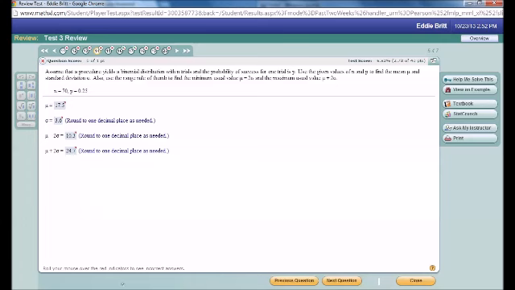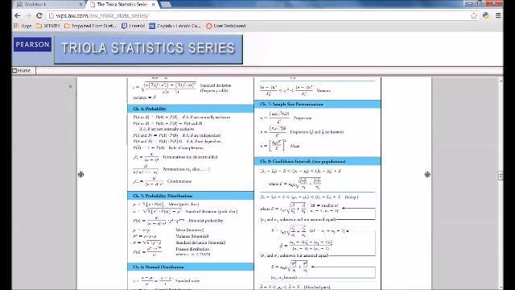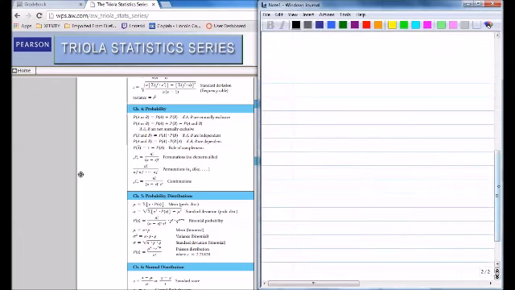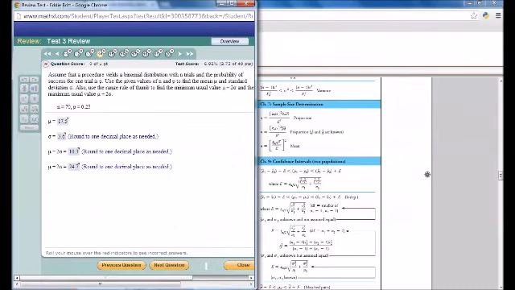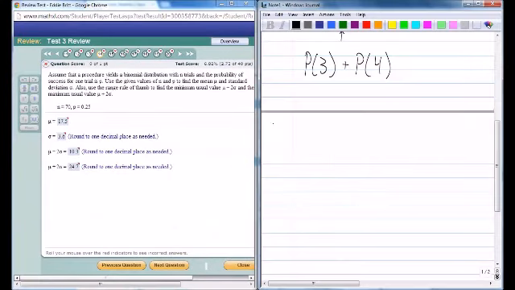Alright, so the formula for the mean of a binomial distribution should be on your formula sheet. Here's the formula sheet. The mean of a binomial distribution, mu, is equal to n times p. This is problem number 14. The problem gives us that n is 70 and p is 0.25. So 70 times 0.25 will give you 17.5.